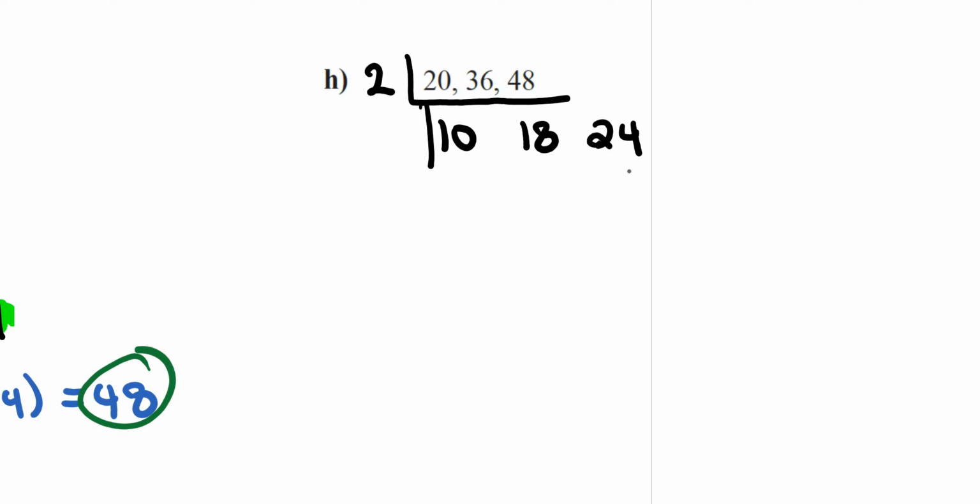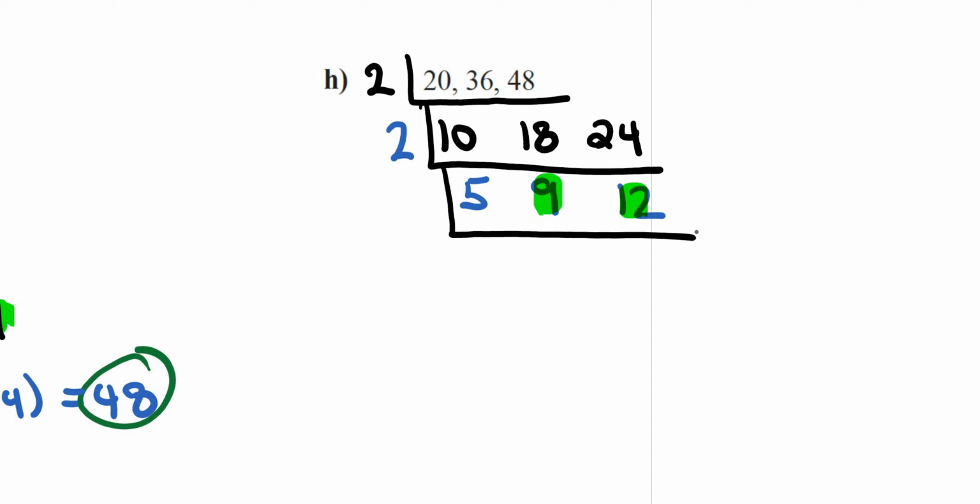Okay. All right, so we can still divide this. A number that divides 10, 18, and 24, we can use 2 again. So 10 divided by 2 is going to be 5. 18 divided by 2 is going to be 9. And 24 divided by 2 is going to be 12. Okay, so normally we would stop here. However, I noticed that the 9 and 12, I can continue to break that down.